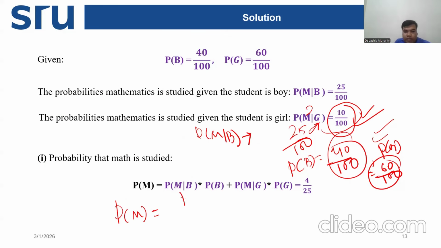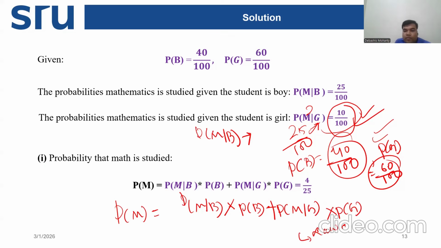We need to calculate that using this formula: the probability of M by B, that is, the probability of boys studying mathematics, multiplied by the probability of B, the probability of boys, plus the probability of M divided by G, the probability of girls studying mathematics, multiplied by the probability of G, the probability of girls. That is the law of total probability. Already we have seen the law of total probability.